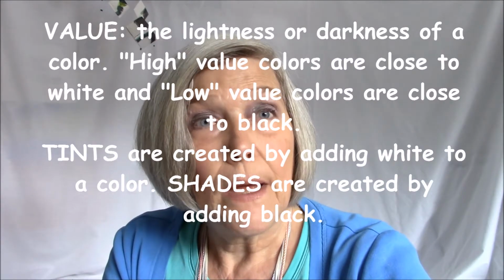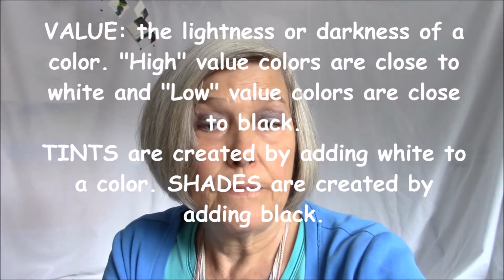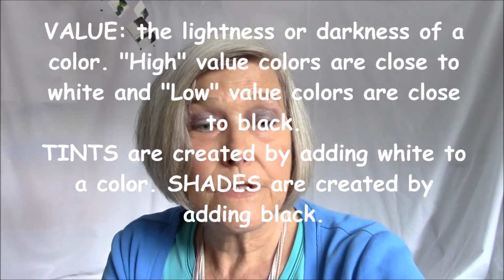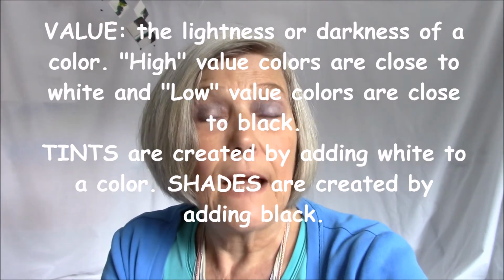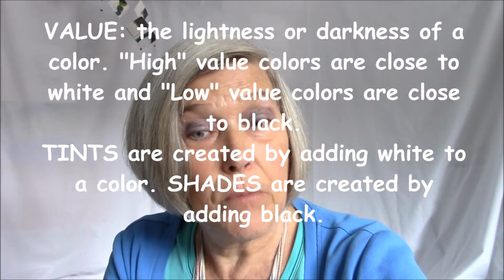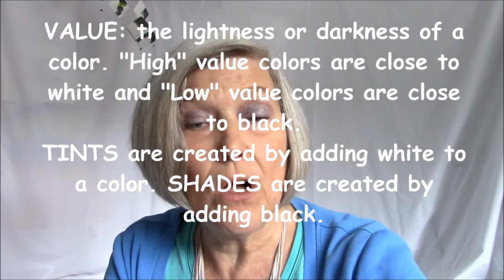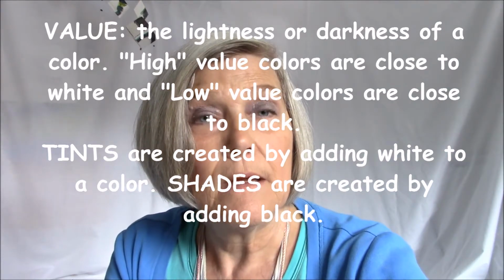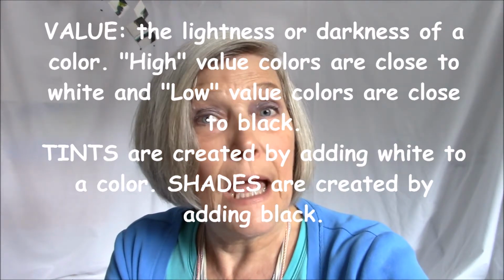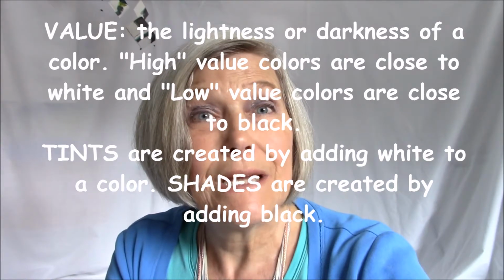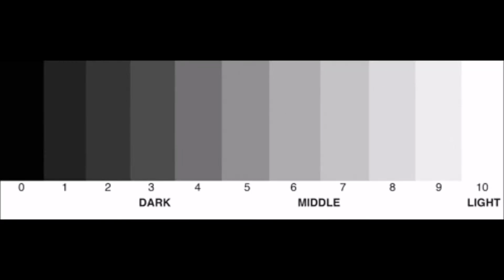Value: the brightness or darkness of a color. High-value colors are close to white, and low-value colors are close to black. We call high-value colors tints because they are created by adding white, and colors that are created by adding black are called shades. Here's a value scale. Notice that it steps from white to black in 10 steps.